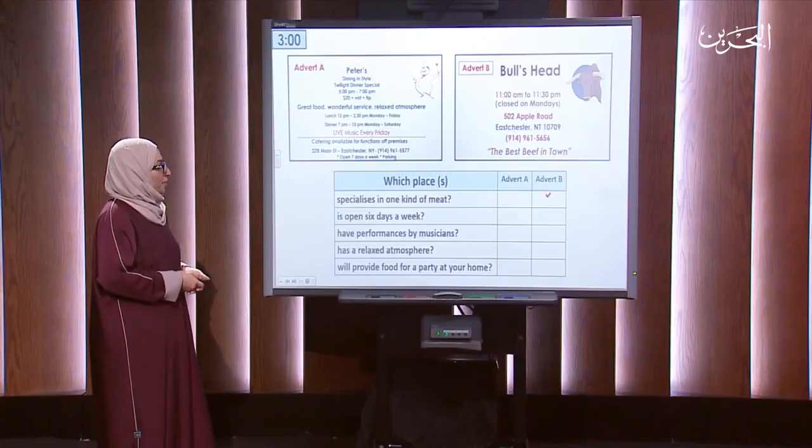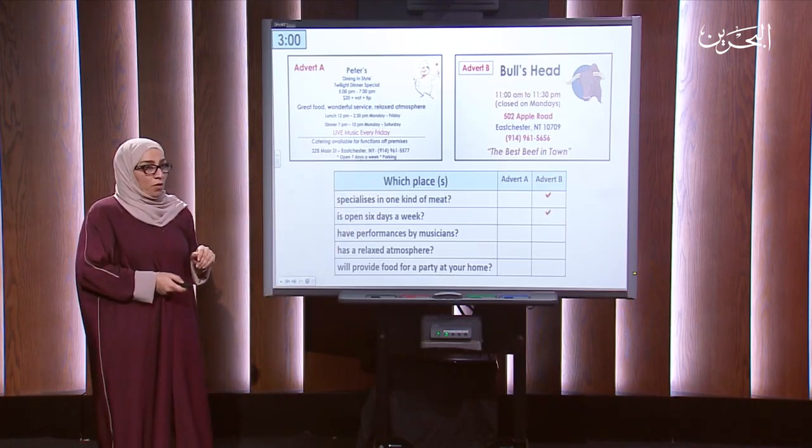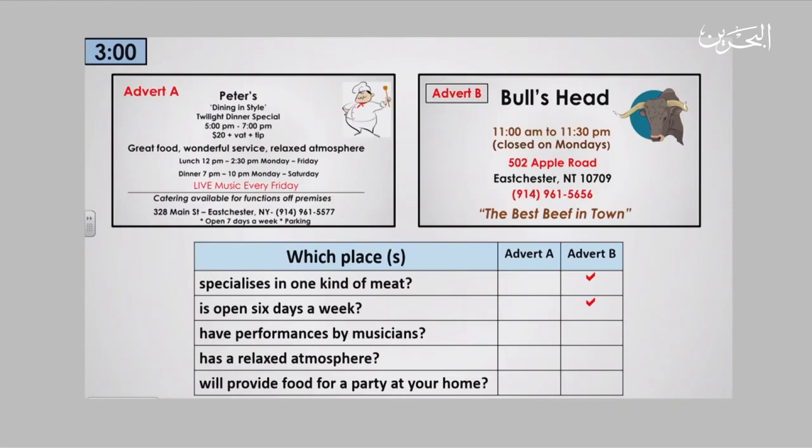Now, my dear students, let's check your answers. Yes, advert B specializes in one kind of meat, and also the restaurant is open 6 days a week. As you can see, restaurant A has performances by musicians, and also has a relaxed atmosphere. And the last point, will provide food for a party at your home. So these are about the two adverts, Peter's and the Bull's Head.